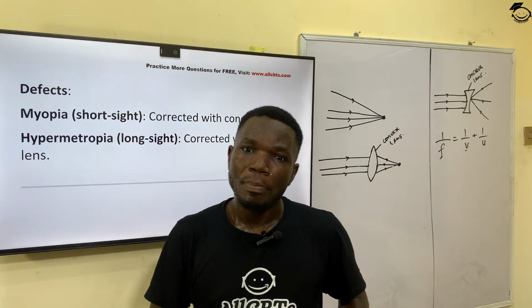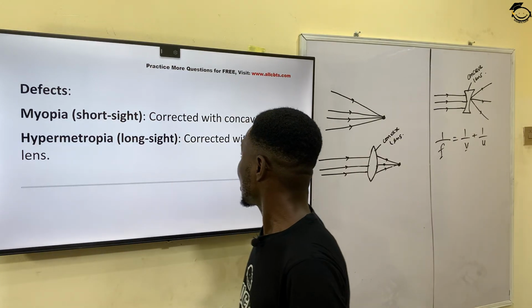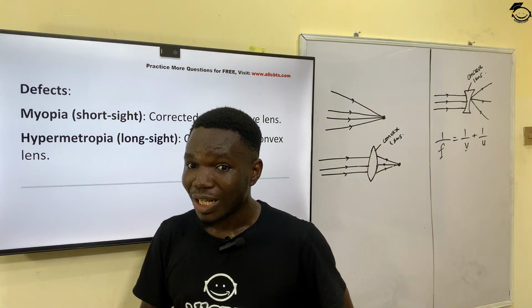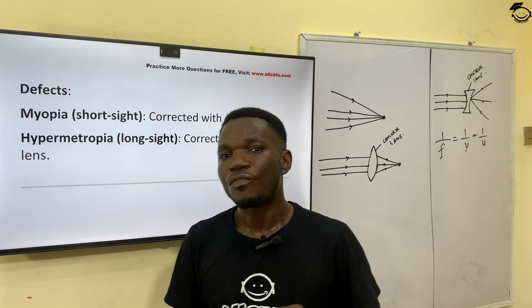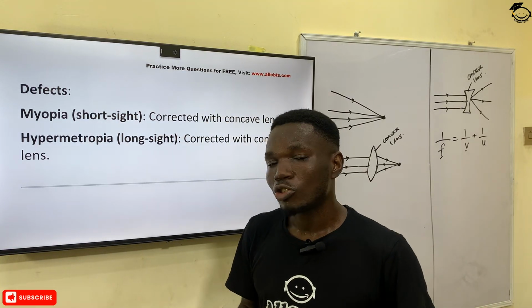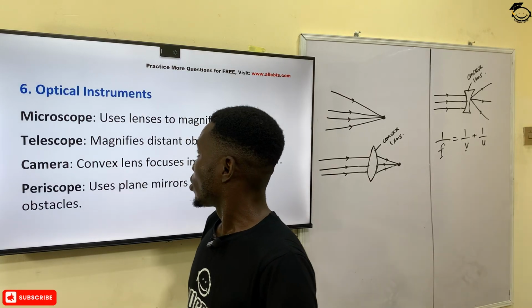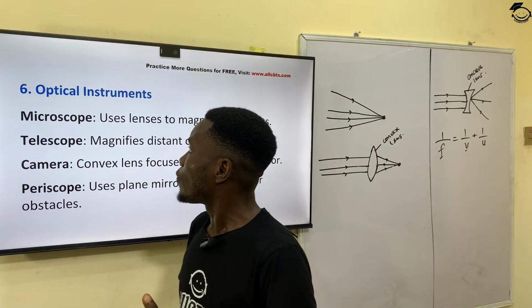We also have hypermyopia, which is what? Long-sightedness. It means that this person can see objects that are very far, but objects that are close, the person cannot see, and it can be corrected using a convex lens so that it can bring the light to a point. We also have other defects such as astigmatism. Astigmatism, which is also what? A defect of the eye.